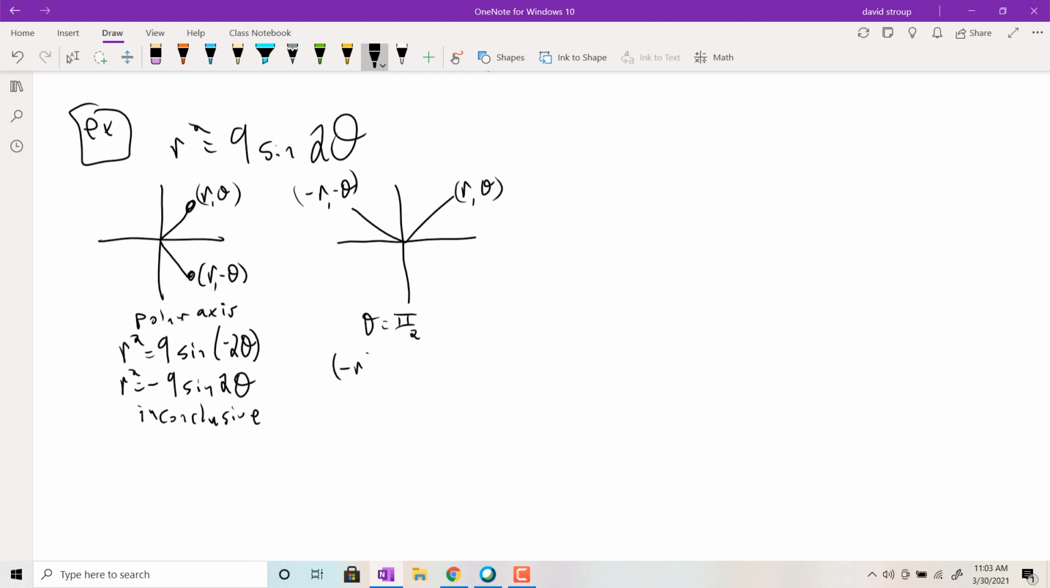You get negative r squared equals 9 sine of negative 2 theta. This will be just like the last one, right? So the negative will go away because of the squared part there. But on the other side, it's an odd function, so you have to factor a negative out to the front, and then it's inconclusive.